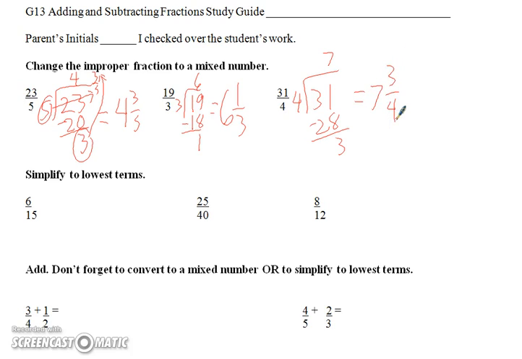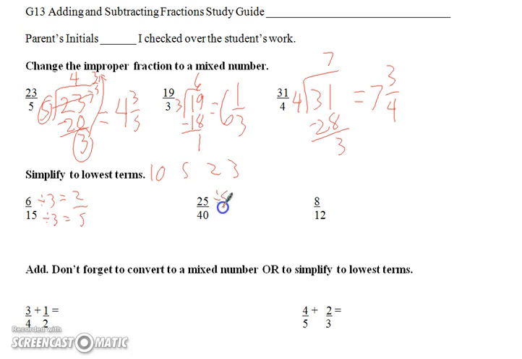Simplify to lowest terms. It's not an improper fraction, so I'm going to divide the top and bottom by the same number, and the numbers I like to divide by are 10, 5, 2, and 3. So this one won't go by 10, 5, or 2, but I can divide it by 3. So I'm dividing top and bottom by 3. 6 divided by 3 is 2. 15 divided by 3 is 5.